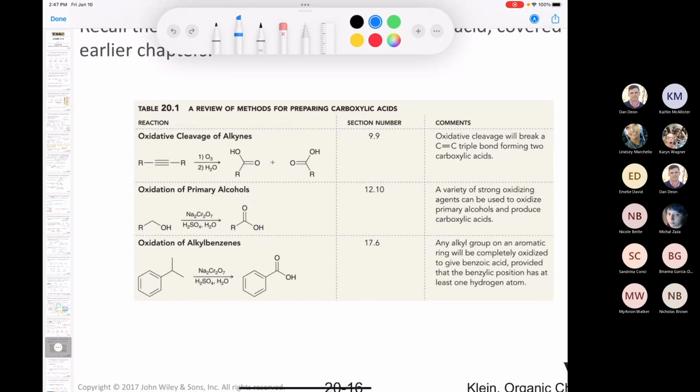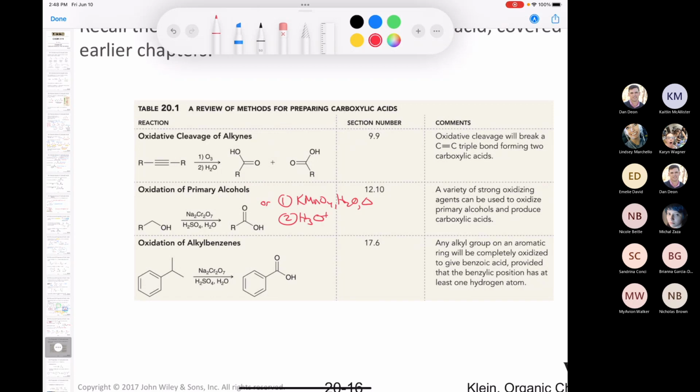Then we talked about the oxidation of a primary alcohol, and what seems to be his favorite way of oxidizing a primary alcohol is to use sodium dichromate, sulfuric acid, and water. However, there is another set of conditions that we can use. If we want to do the reaction in base, we can treat it with potassium permanganate in water and heat that up. And then in the second step, we treat that with H3O plus. So that's the other option for that one.